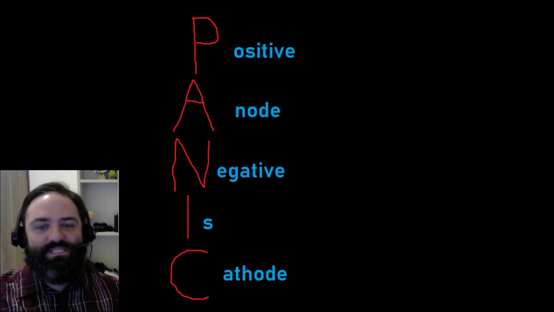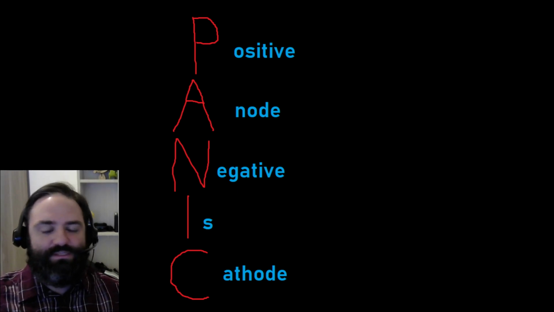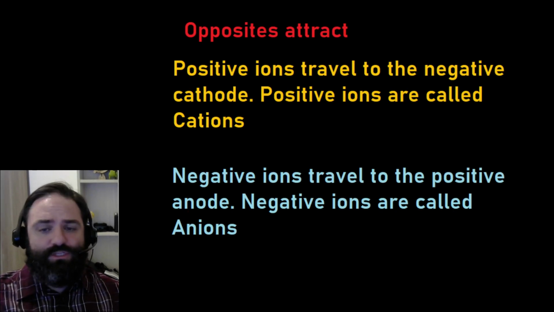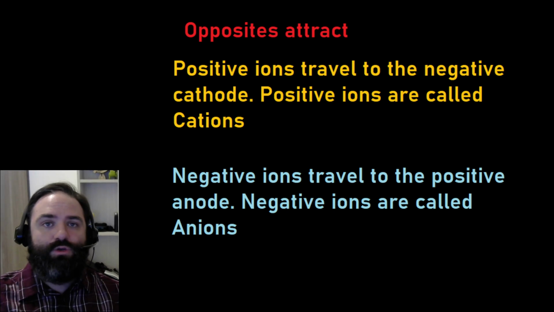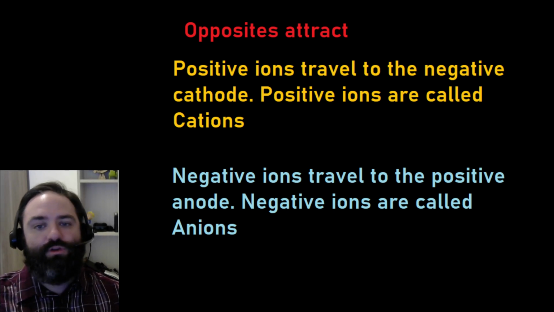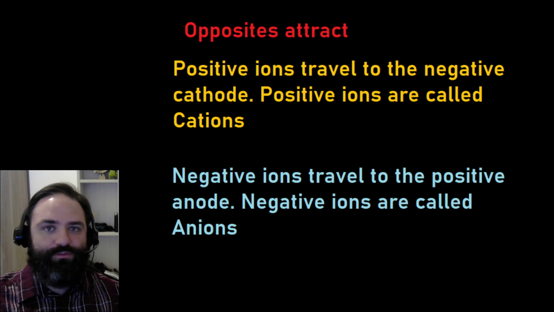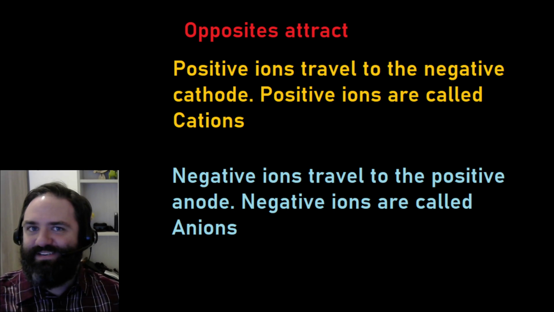So opposites attract. So we've got positive ions, for example sodium and hydrogen. They are positive ions. Opposites attract, so they are going to be attracted to our negative electrode, the cathode. If positive ions are attracted to the negative electrode, we name the ions based on which electrode they're attracted to. So positive ions are attracted to the cathode, and we give them the name cations. Another way to remember that is cations are positive. A lot of puns in this video.